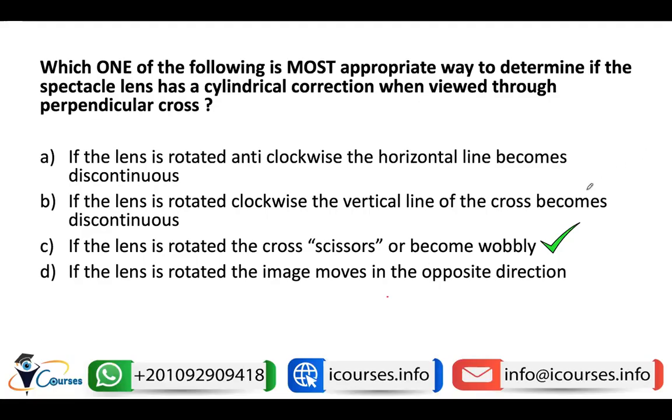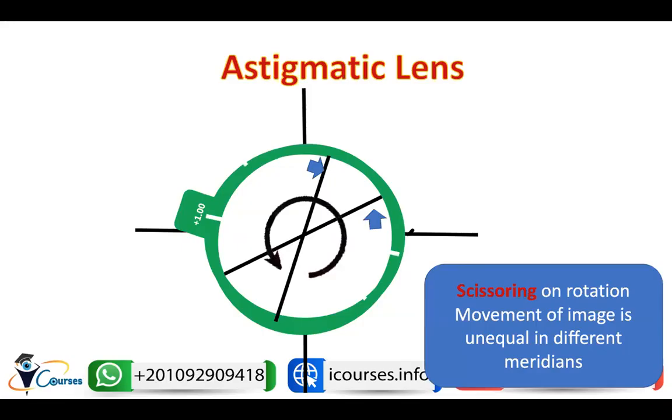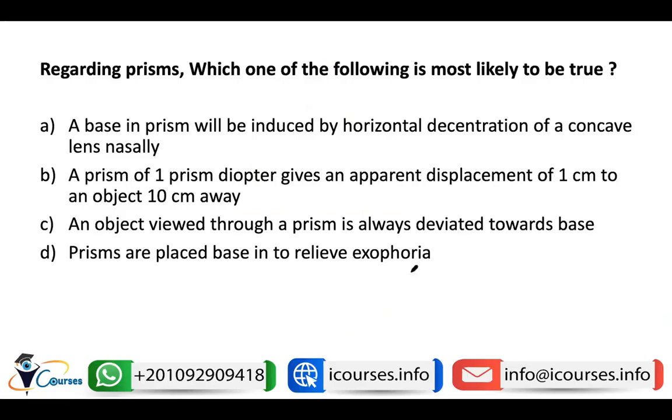Exactly, as you mentioned. We said during the lens verification that if the lens is rotated, which is a cylindrical lens, there will be a scissoring effect of the cross. So if we place this cylindrical lens over this cross, this will result in scissoring on rotation due to unequal movement of the vertical and the horizontal line. So this will result in distortion of the cross, as you can see. This is the final question.